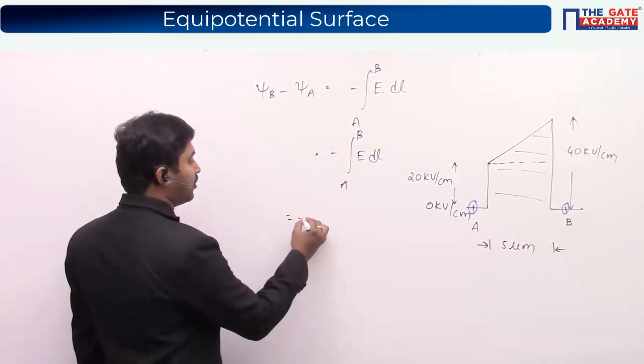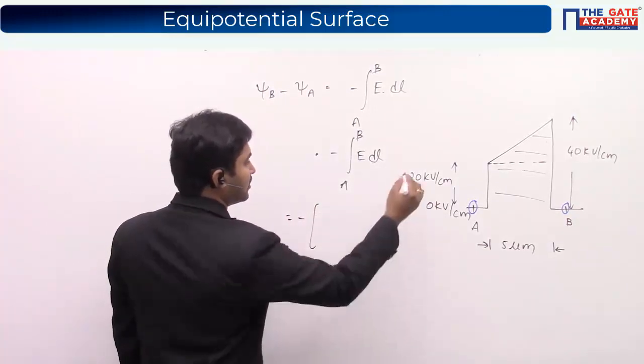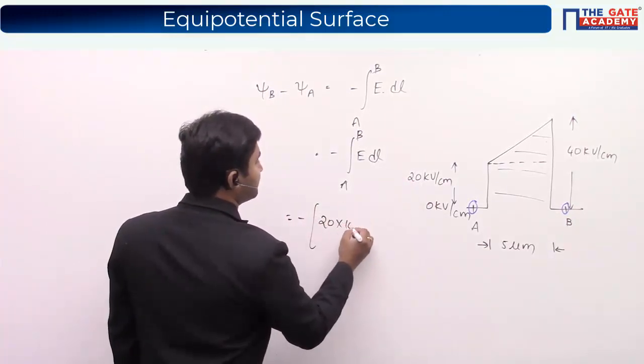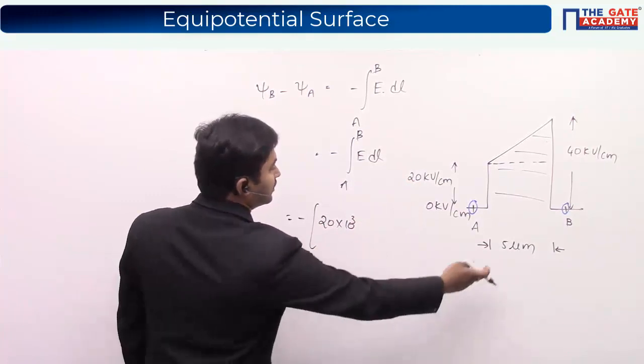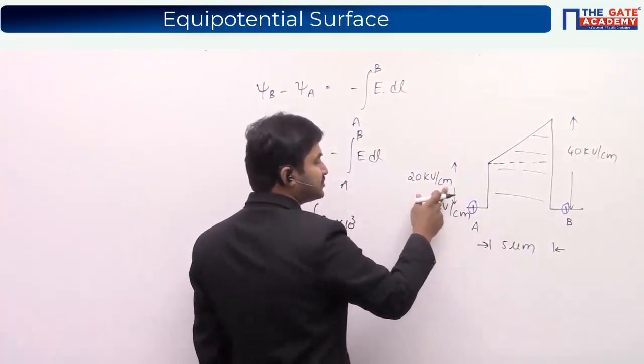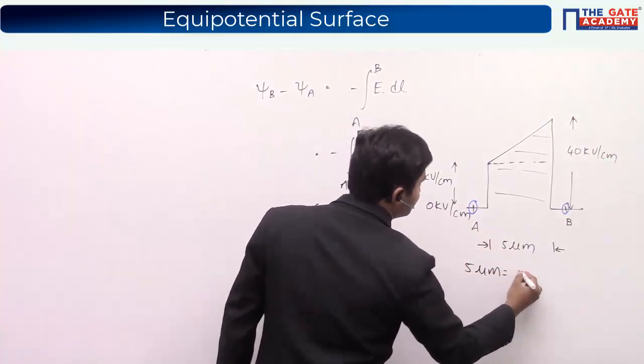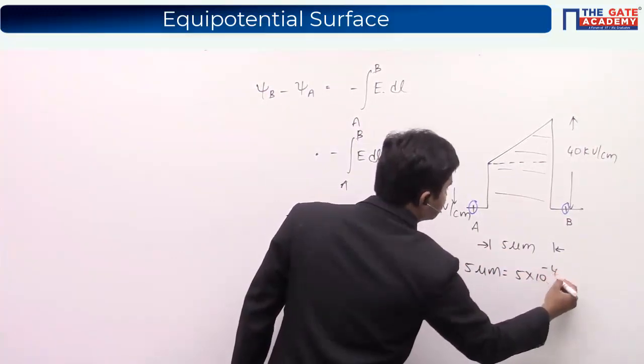So minus of a rectangle here, 20 kilovolts, 20 into 10 power 3. And I wanted to write this in terms of centimeters, because here the unit is in centimeters. So let me write 5 micrometers in terms of centimeters: 5 into 10 power minus 4 centimeters.